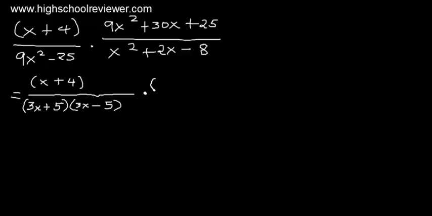Again, 9x squared is a perfect square. Its factors will be 3x and another 3x here. This is positive 25, of course, it is a perfect square. Since this is positive, we have here the factors of 25, 5 and 5. And since this is positive, we will have positive and positive. We have factored out 9x squared plus 30x plus 25.